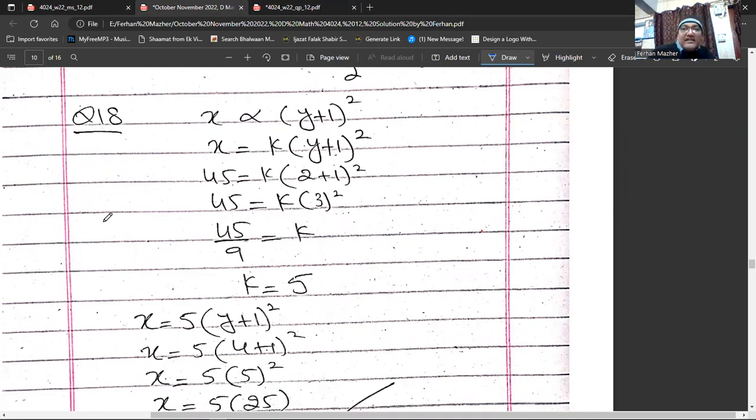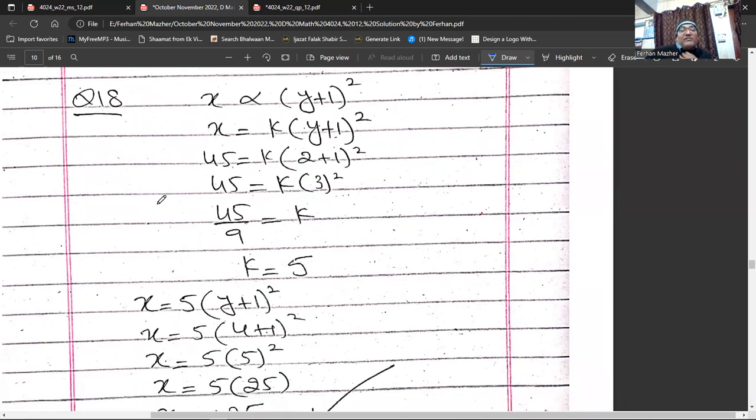I put an equal sign there, and then I put a constant here. So x equals k(y + 1) whole square. So x is 45, k is the question, y is 2, so 2 plus 1 whole square. It will be 3, 3 square will be 9. That 9 will go on the other side, so you will have 45 by 9. So the k value is 45 by 9, which is 5.